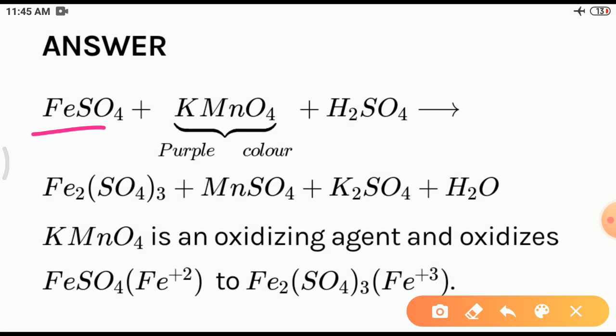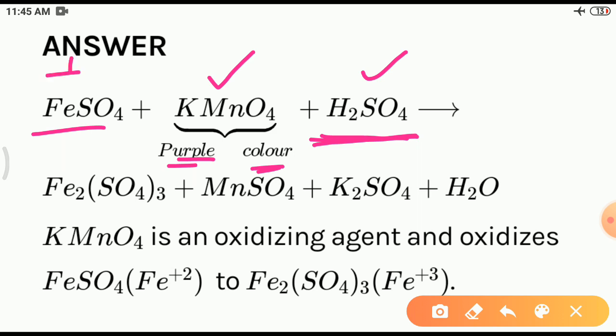Acidified means mixed with the acid. Here, H2SO4 is shown because it is acidified. And permanganate is potassium permanganate. Its color is purple. As the ferrous sulfate reacts with acidified potassium permanganate, it forms Fe2(SO4)3 plus MnSO4 plus K2SO4 plus water.